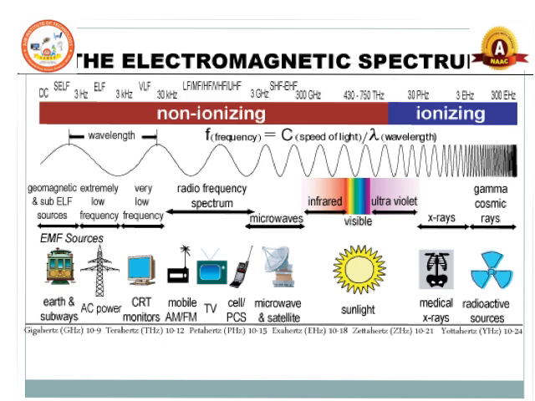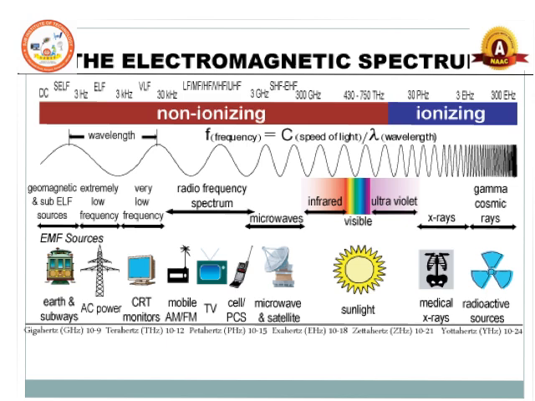After this, we have the next range, the infrared range, which is 300 gigahertz to 430 terahertz, followed by the visible spectrum. Next we have ultraviolet, then X-rays, which are used in the medical field for taking X-rays. Next we have gamma or cosmic rays. These are the radioactive sources.